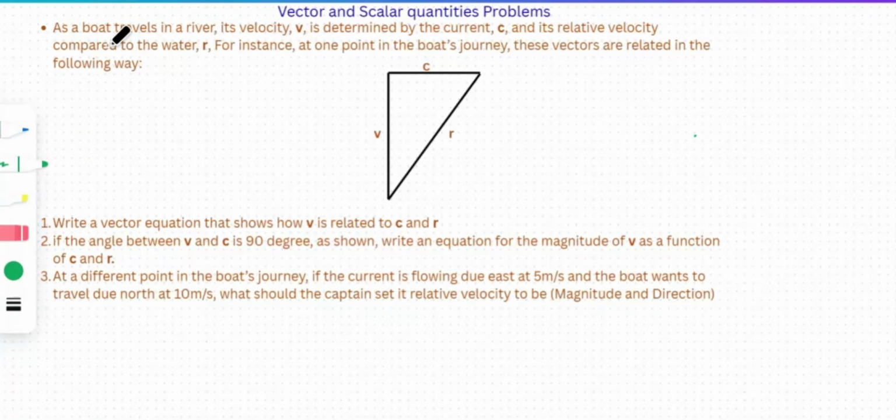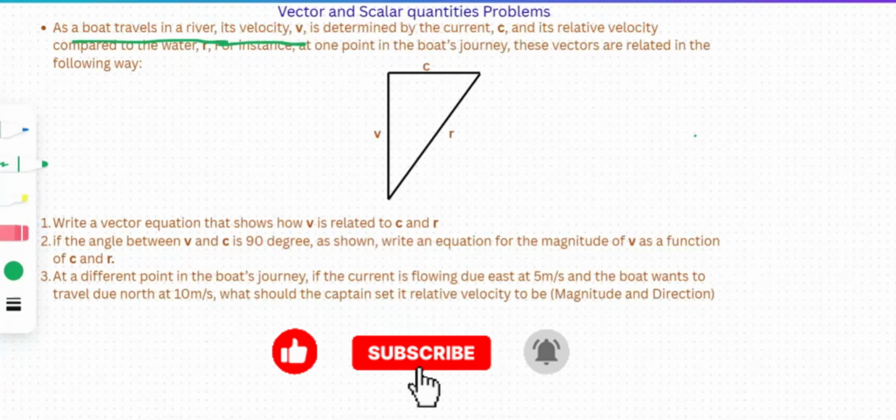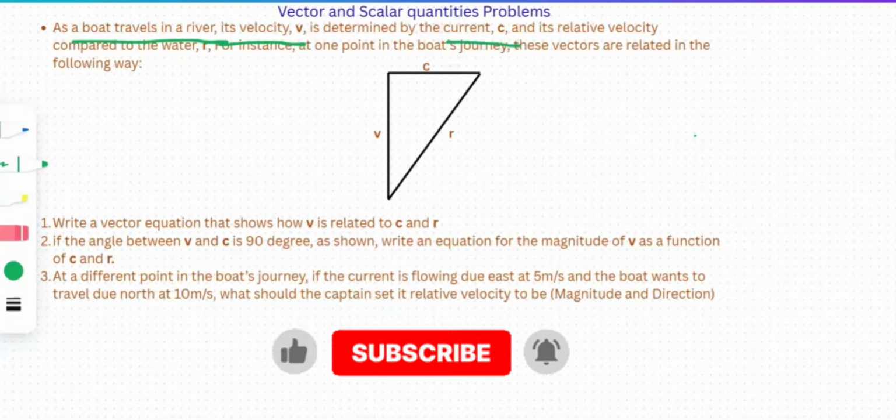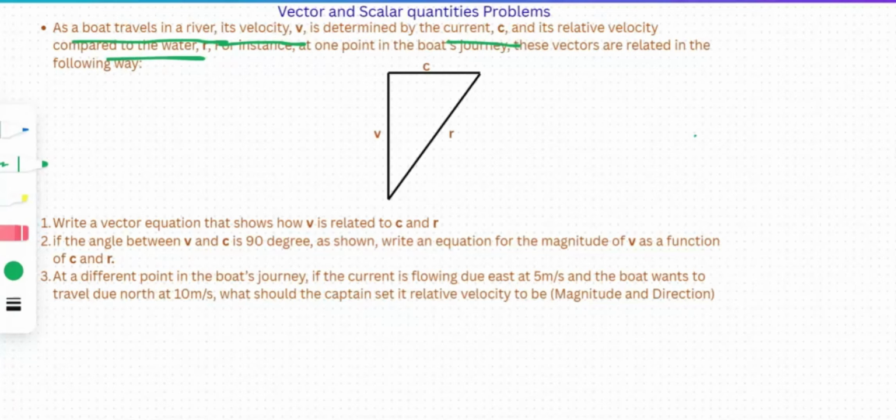Now this says, as a boat travels in a river, its velocity v is determined by the current c and the relative velocity compared to the river r. For instance, at one point in the boat's journey, these vectors are related in the following way. This is the c, this is the water path, then this is the vector, this is the velocity v. Write a vector equation that shows that v is related to c and r.